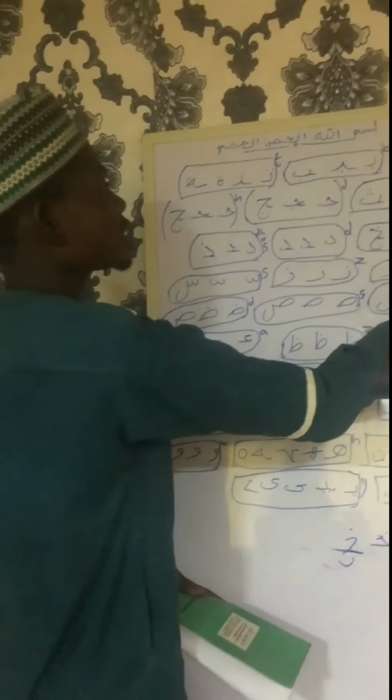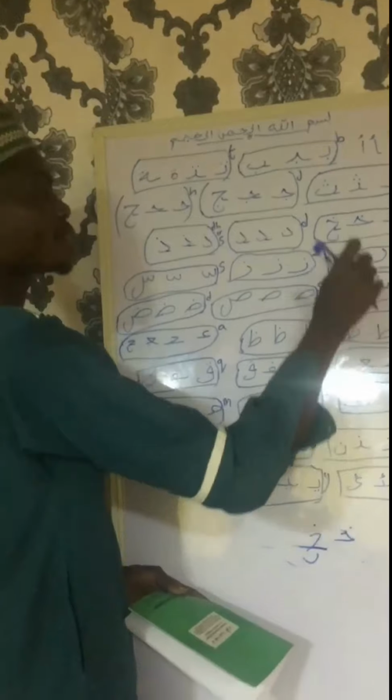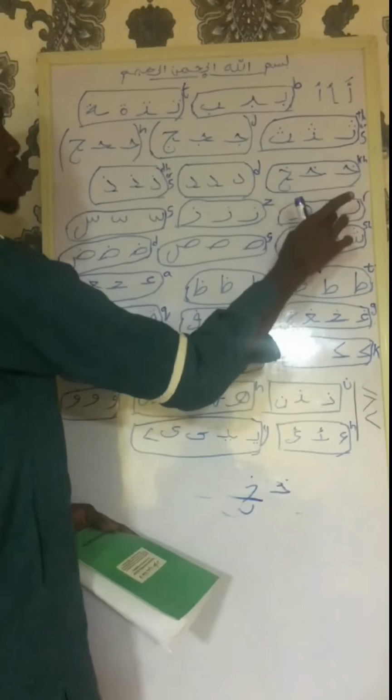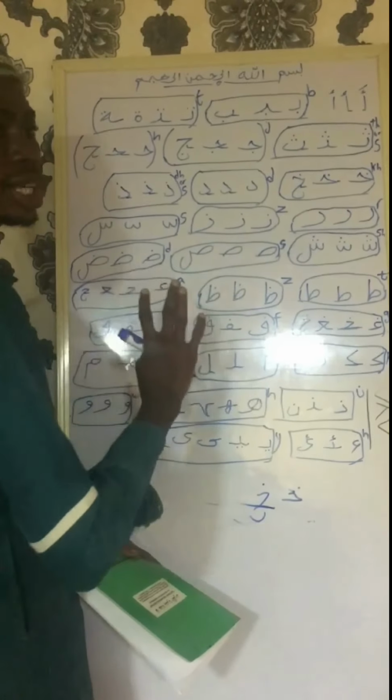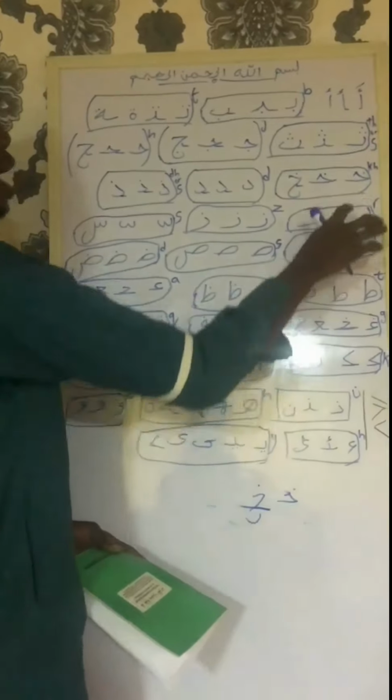So let's go to letter Ra. This is Ra, in the Arabic alphabet, but it works as letter R in the English alphabet. At the beginning, at the middle, at the end, it doesn't change at all. It looks alike. There are no changes in it at all, and it works as letter R.